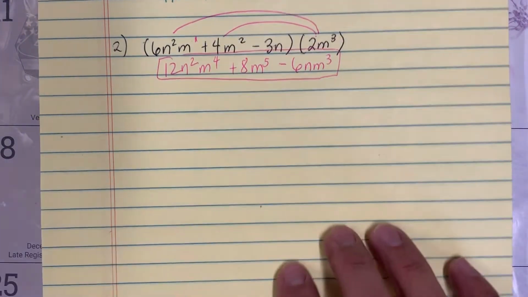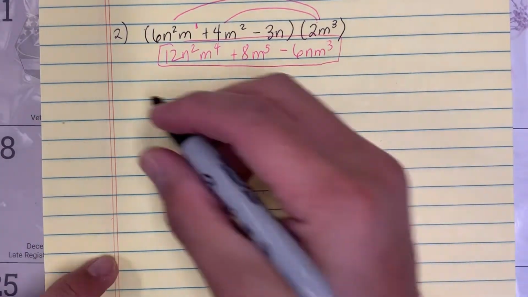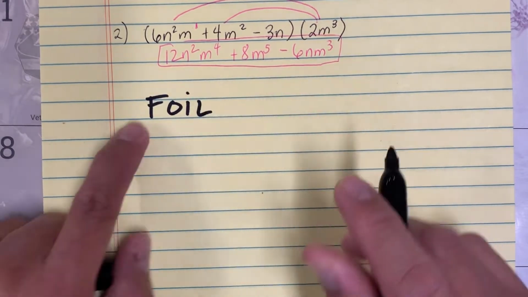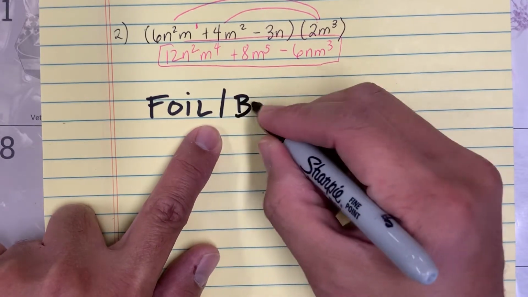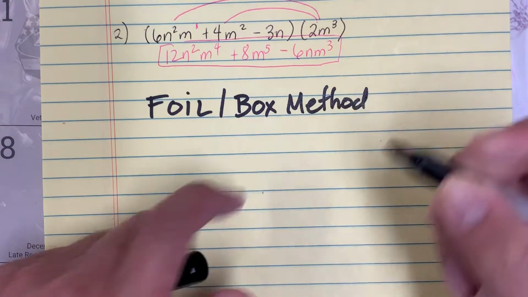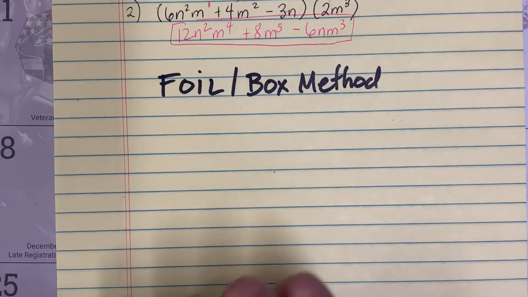Now let's go to a different way of multiplying binomials, which normally we call FOIL, which stands for first, outer, inner, last. Some in freshman year call it the box method. I'll show you both and just let me know whatever works for you.